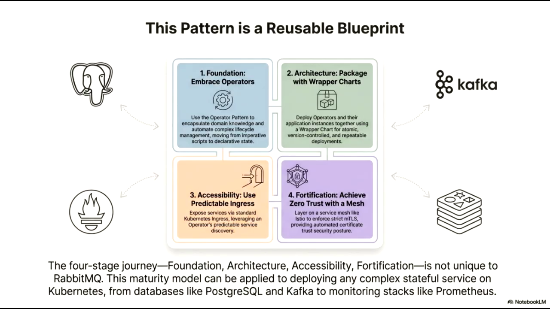Moving to the second stage, architecture, we package our components with wrapper charts. This allows us to deploy operators alongside their application instances in an atomic, version-controlled, and highly repeatable fashion. The third stage is accessibility, where we implement predictable ingress. By exposing services via standard Kubernetes ingress, we can leverage the predictable service discovery mechanisms inherent in the operator pattern. Finally, we reach fortification to achieve a zero-trust security posture. By layering on a service mesh like Istio, we enforce strict mutual TLS and automate certificate management across the infrastructure.